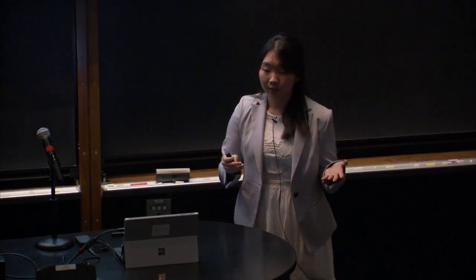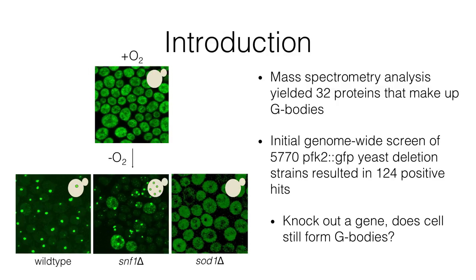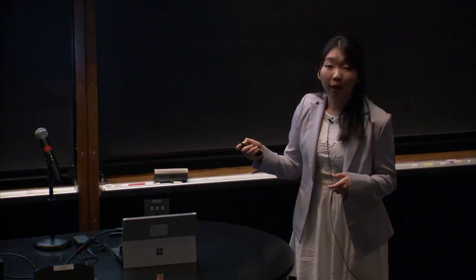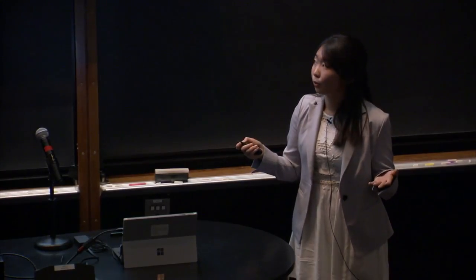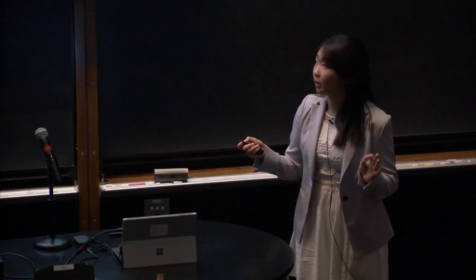Another thing that was done was a genome-wide screen of almost 6,000 genes in yeast. We were seeing if you delete a gene, does the cell still form G-bodies? These are examples of the kinds of images you would expect from such a screen. In normoxic conditions, the cell has diffuse PFK2-GFP because it's undergoing aerobic respiration and doesn't need to undergo glycolysis efficiently. Whereas when you subject the cell to hypoxic conditions, in the wild-type cells, which are just the native cells without any gene deletions, you see 1 puncta per cell, so 1 G-body per cell.